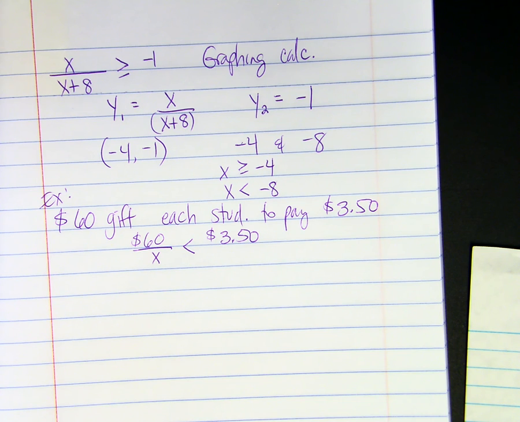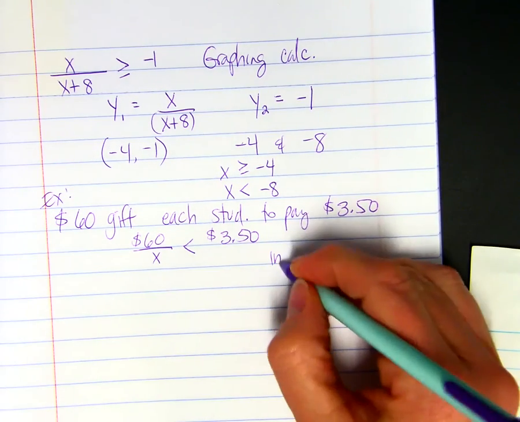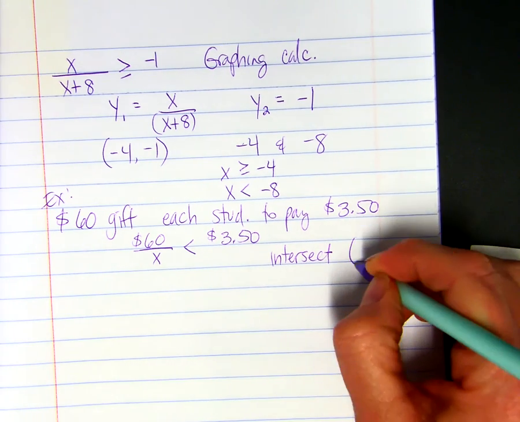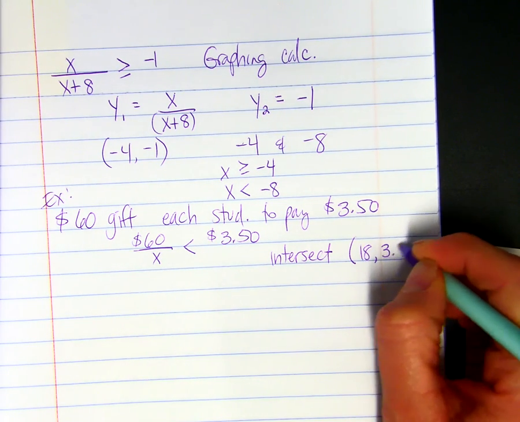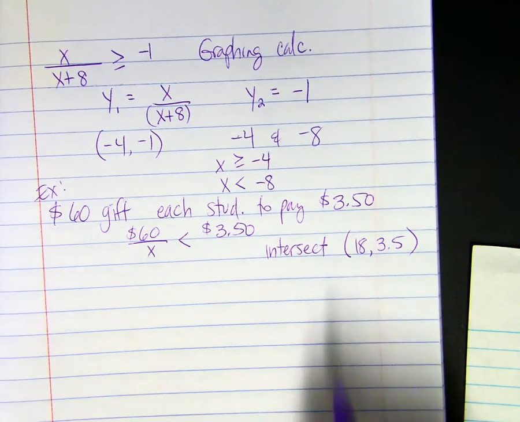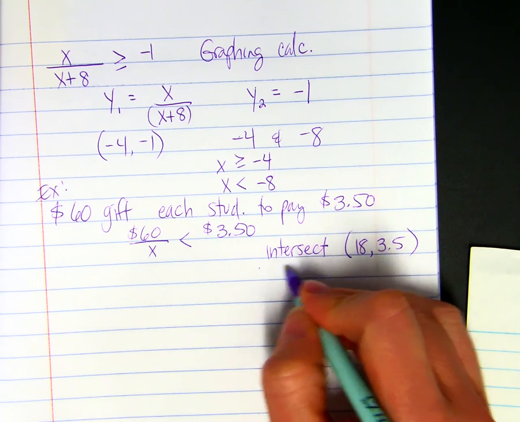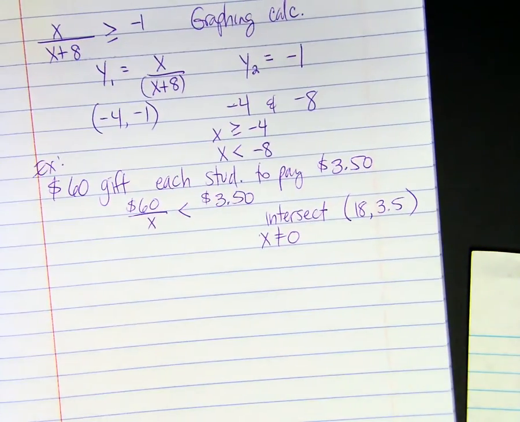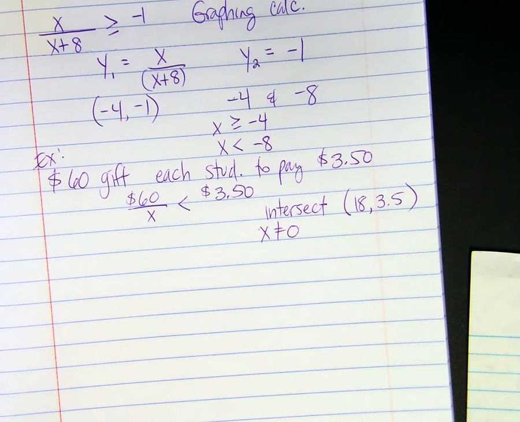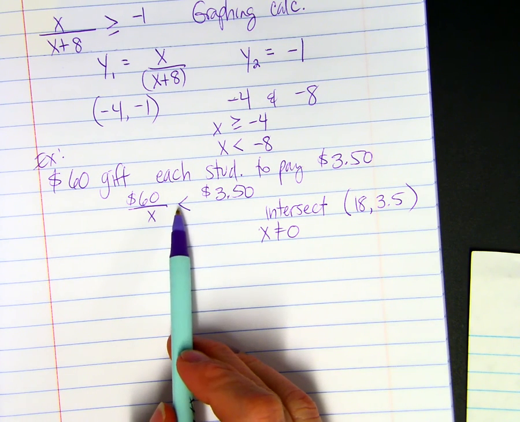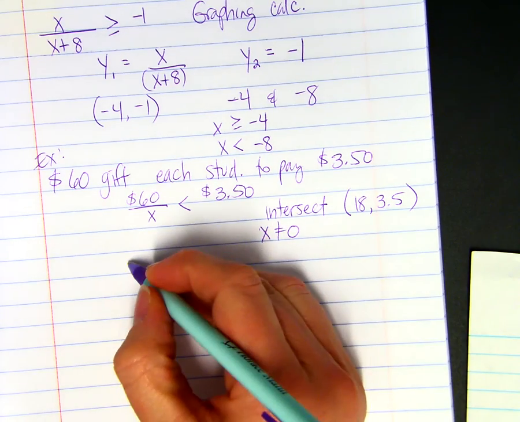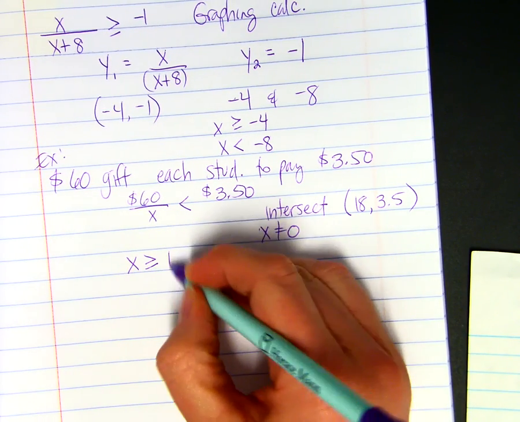So I would go to the graphing calculator. I would graph 60 over x and 3.5 and find that they intersect at 18 and 3.5. It's about 20 people. The denominator is 0 at x equals 0, so x cannot equal 0. That's the asymptote. So you look at where the graph is less than, which is at 18 people. So x can be greater than or equal to 18 people.